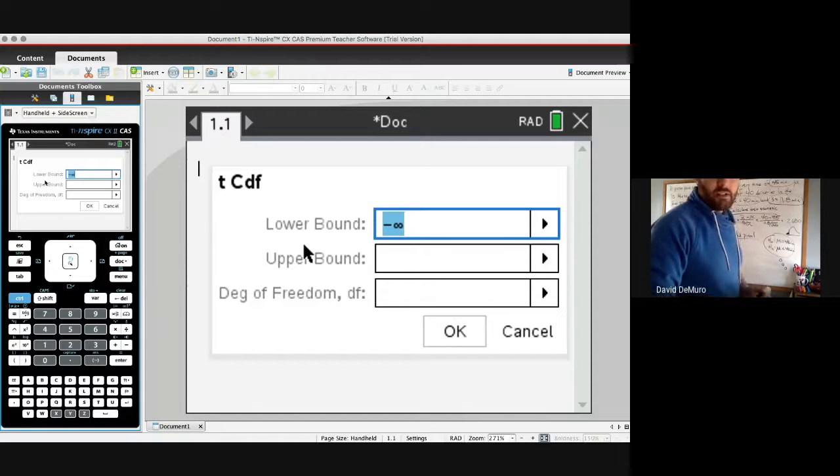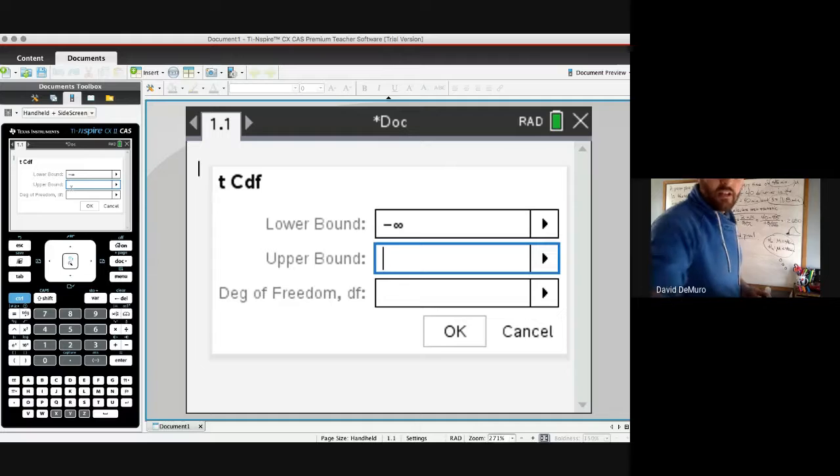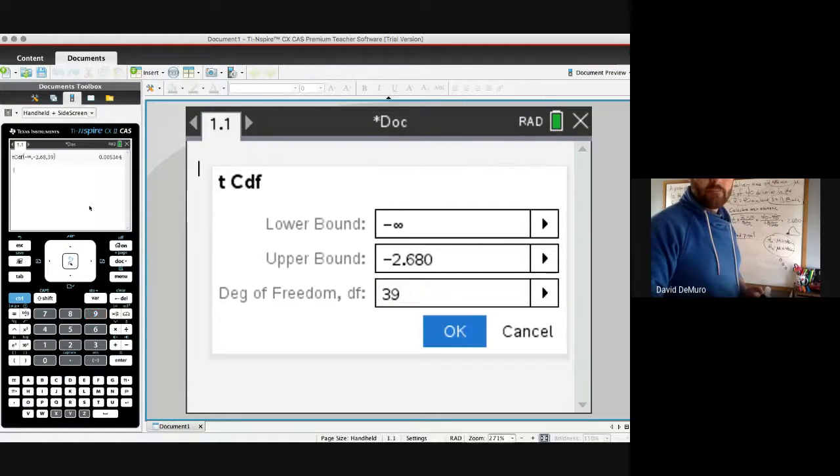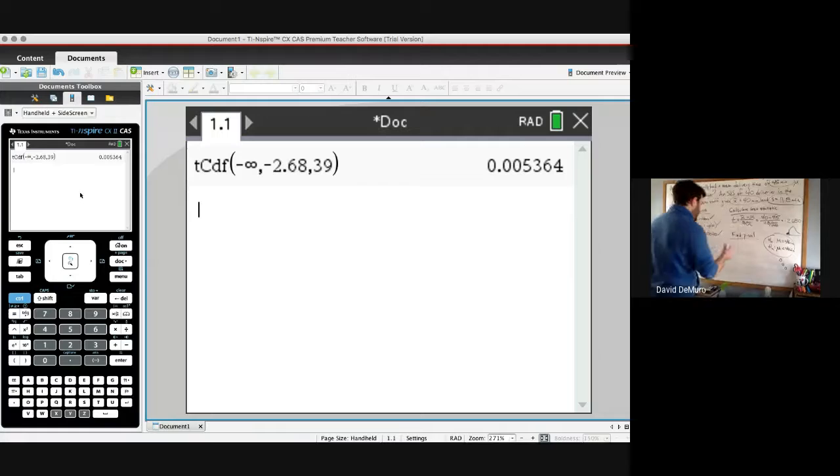So our lower bound is negative infinity. Our upper bound is going to be negative 2.680. Our degrees of freedom, that's taking your sample size minus 1. So we had 40 in the sample. Degrees of freedom is 39. And then we'll hit OK. And our p-value is 0.0536. We'll just go all the way out there, 536.